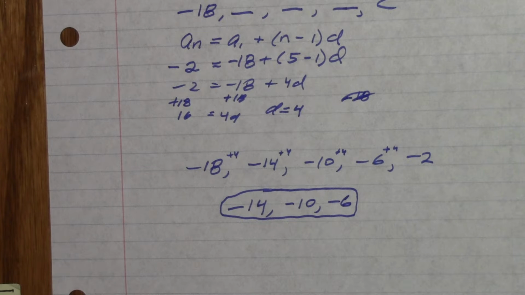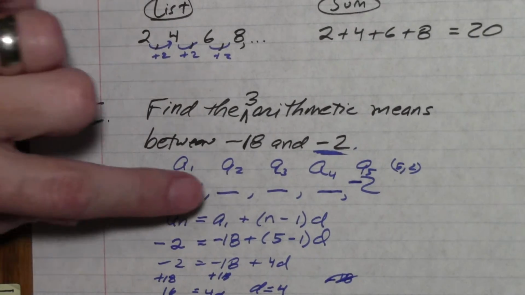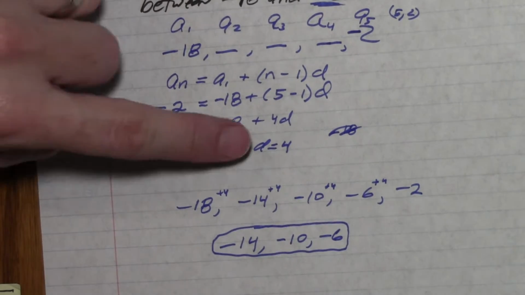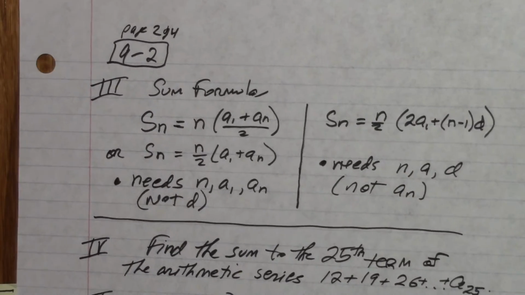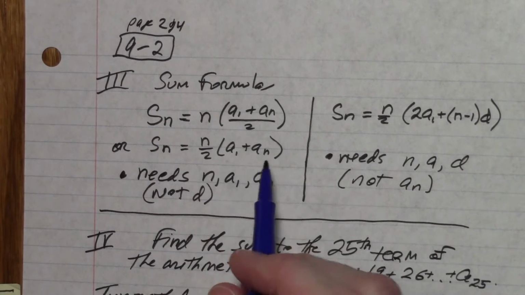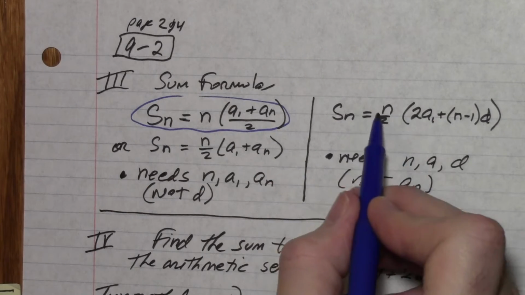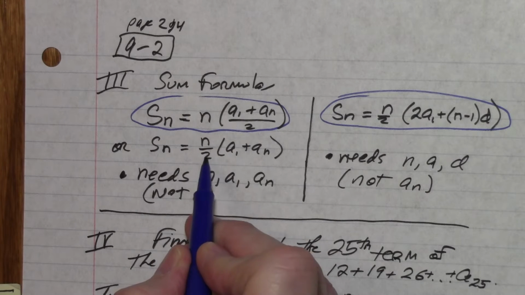Okay. Now, that's a sequence where we had to find the missing numbers in it by using that formula and then using the d. Now we're going to look at finding the sum of a series. So there are two formulas that can be used. One of them is this, and one of them is this. I like to simplify this one by putting the 2 underneath.